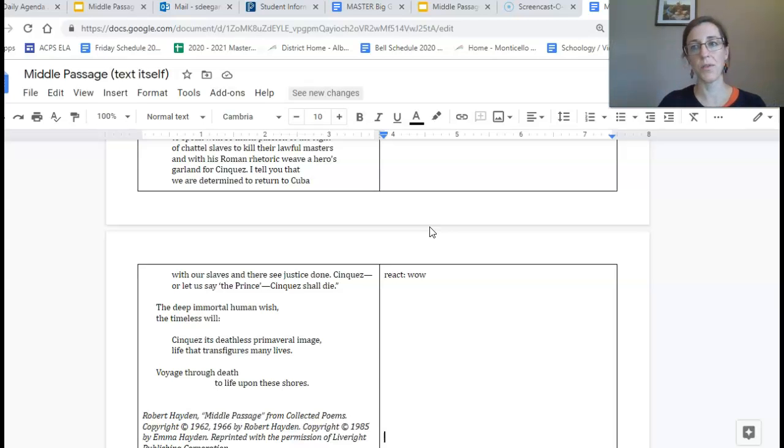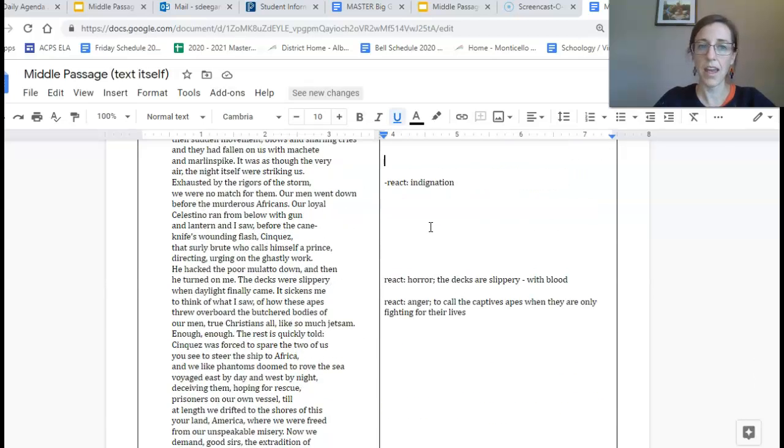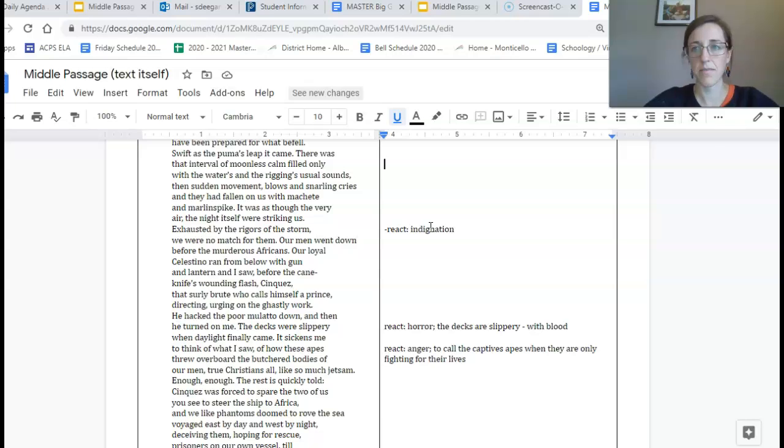We'll go back and read the whole thing tomorrow in full. So here it is, the Amistad story in poem form. And I'm wanting you to react in this space with your own thoughts, but I'll tell you mine. I get this reaction of indignation, and I think that Hayden is masterful in eliciting that reaction from me, because he's using the slave traders' and captors' language only, and so you can see the hypocrisy in it.